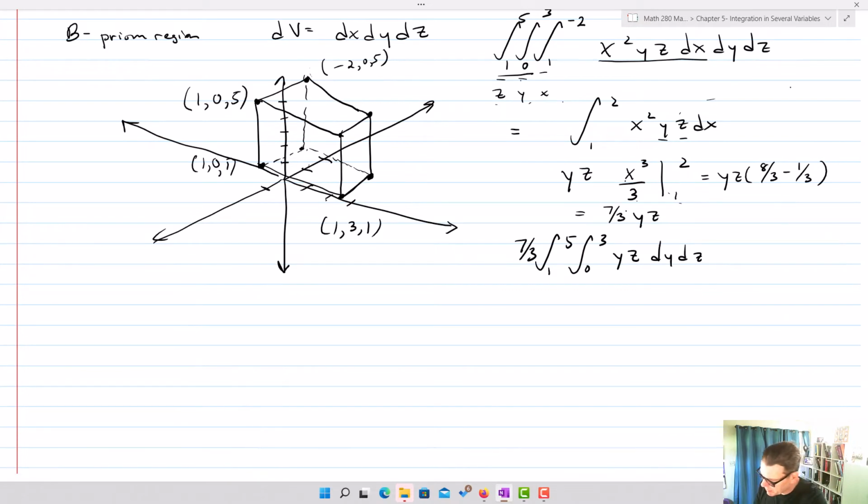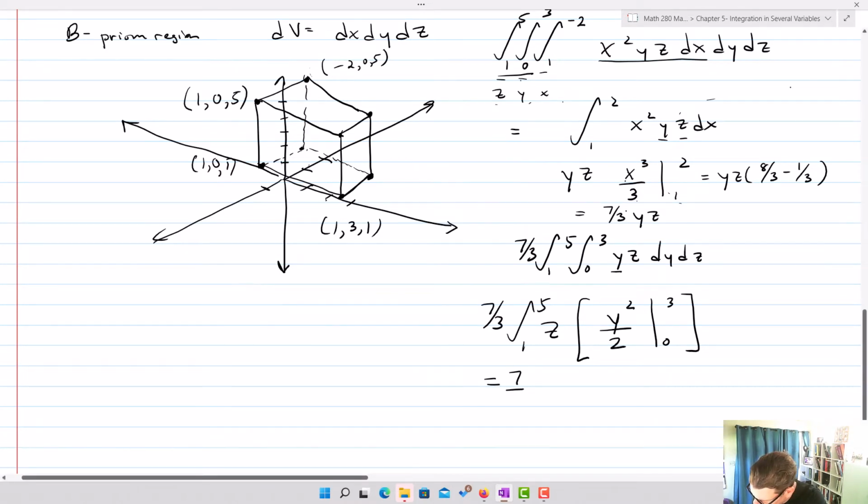So now I'll integrate with respect to y, because that's the next one. All right? And so that's going to end up being y squared over 2, and this will be the integral from 1 to 5 of z times y squared over 2, evaluated from 0 to 3. Okay, and then we'll have our 7/3 there as well. And so this ends up equaling 7/3 times the integral from 1 to 5 of z times 8/2, or 4, minus 0, which just equals 4.